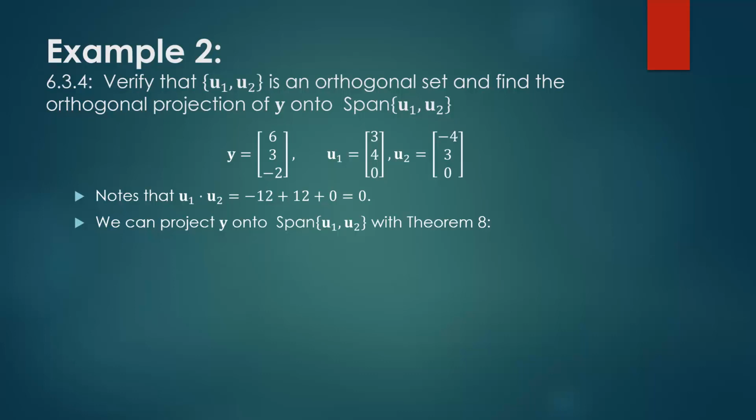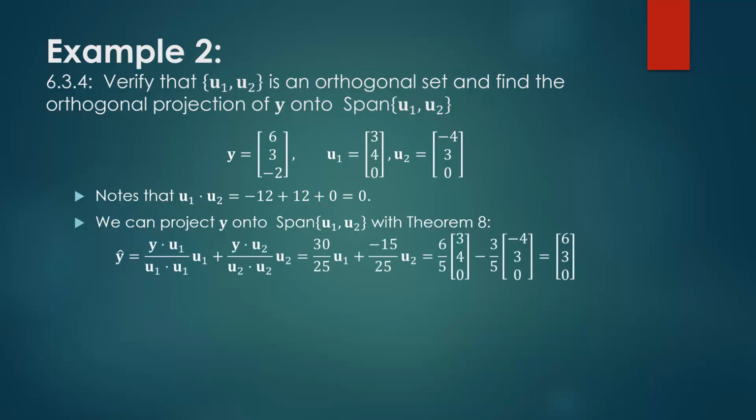So now let's project it using the theorem. It's essentially a constant times u1 plus a constant times u2. And these constants are found by doing the component projection.